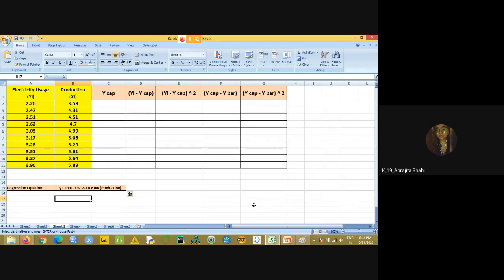Y cap is a value that we get from this equation, right? Can you repeat? Y cap value is the value we get from this regression equation. I'll come to that. You all got the format of the table, right? Now how do we find the y cap value? I know this production, let me write it as xi.